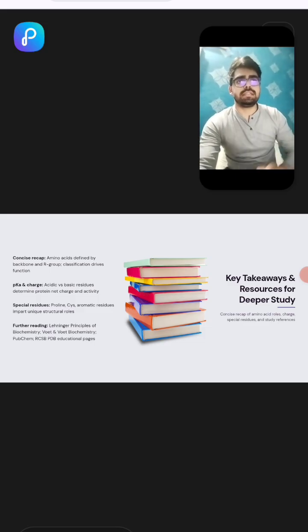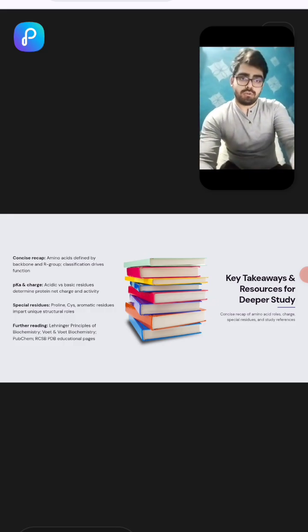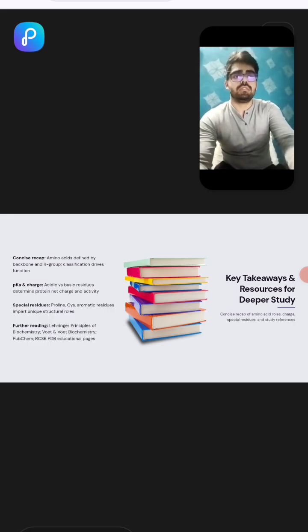So the concise recap, I have already told you about everything: the amino group, the carboxylic group, how they are bonded together with the side chain to form amino acids, the pKa values and the charges they carry, special residues, and for further reading we have references of certain books which can be used to enhance your knowledge.